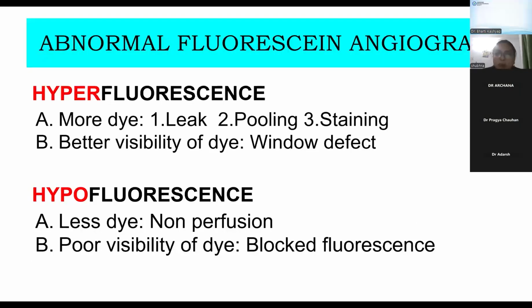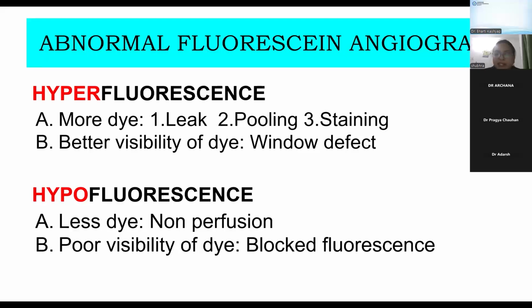So how do we report an angiogram? We have things called hyperfluorescence, which means that it is appearing more white, and we have hypofluorescence, which means it is appearing darker or black. So hyperfluorescence can be either due to more dye or due to better visibility of dye. More dye can mean the dye is leaking, pooling in an area, or staining. And better visibility of dye means that there is some defect in the retina which is allowing the choroid dye to be seen very clearly.